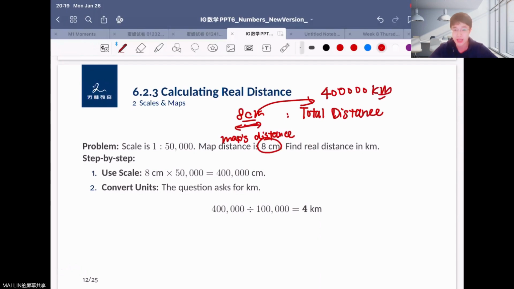Then you can also convert the units. 400,000 centimeters divided by 100,000 equals the distance in kilometers, so that is 4 kilometers. So 8 centimeters on the map equals 4 kilometers. I guess it's just a small valley, not a very big scale like a country map.